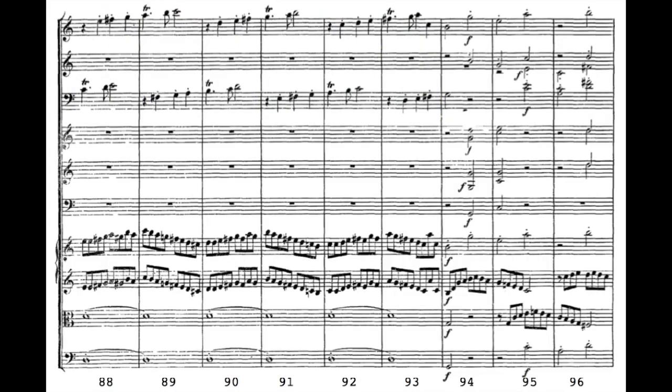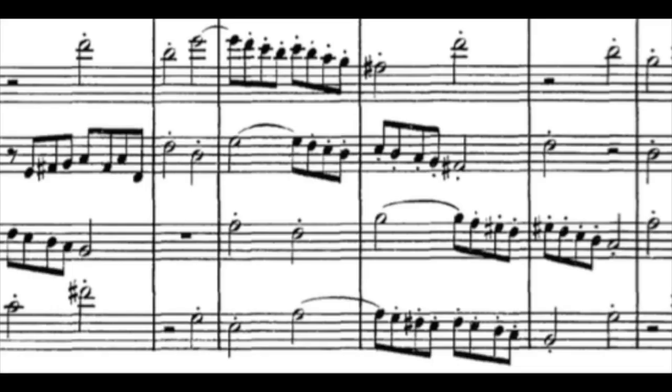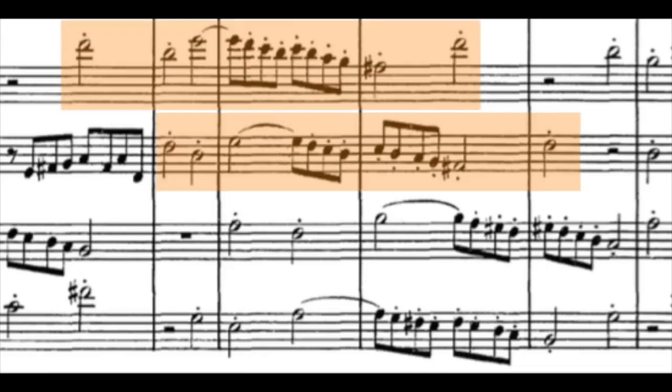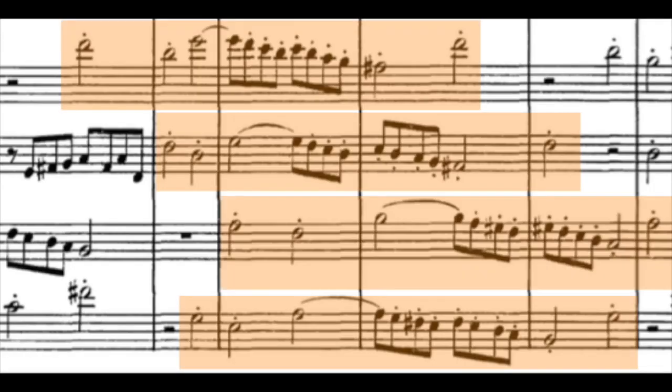The stretto involving theme number 4 begins with imitation of just its first 3 notes, with entries separated by the space of 1 measure. Subsequently, the entirety of theme number 4 is played in a remarkable 4-part stretto, with each entry separated by the space of only 1 beat.